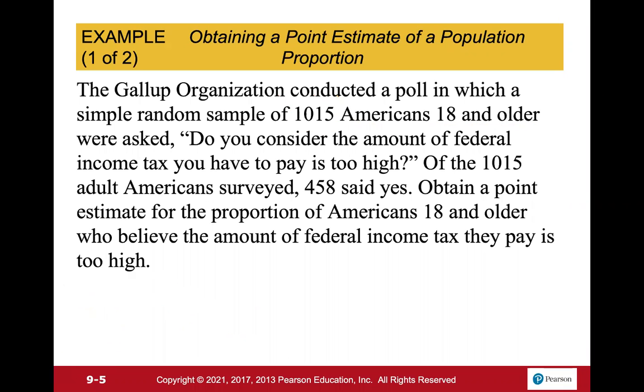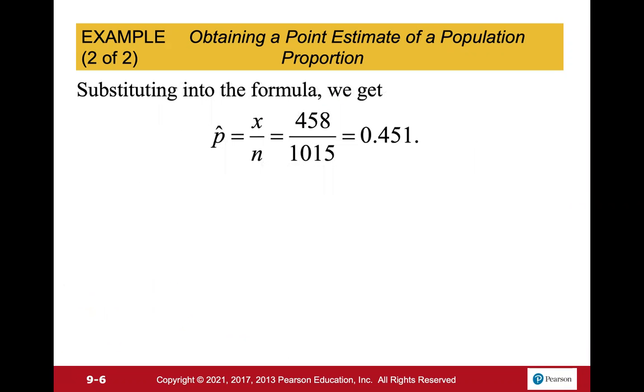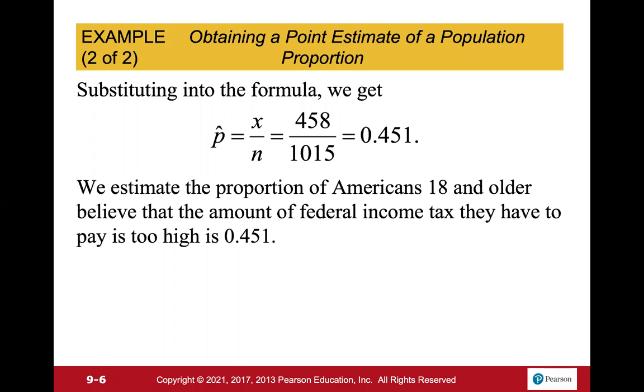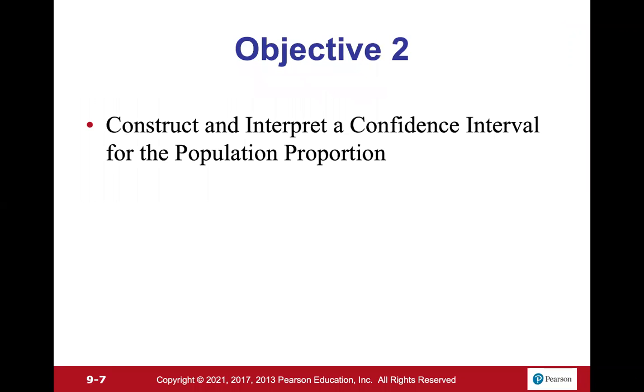So we have our point estimate of 458 divided by 1,015. They just went out 3 decimal places; we went out 4. So we estimate the proportion of Americans 18 years and older who believe that the amount of federal income tax they pay is too high to be 0.451 or 0.4512.